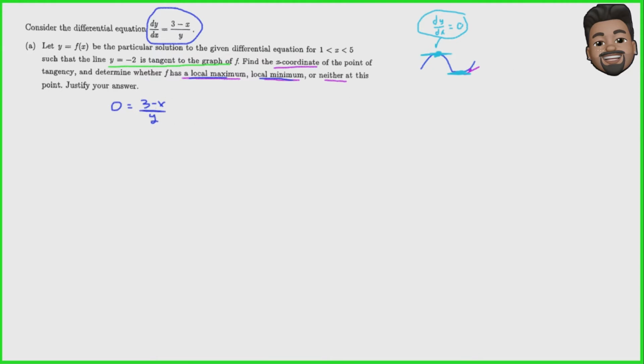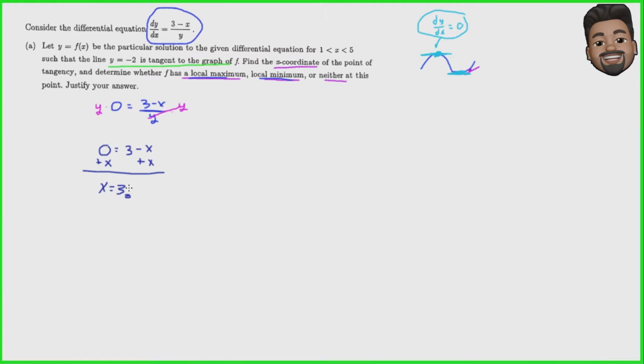Now we just need to solve this out. If I go to solve this, we're going to multiply y to both sides. The good news is 0 times y is 0, and these cancel. We're going to get 0 is equal to 3 minus x. Now I'm going to add the x to both sides. I think adding the x is a lot better than subtracting the 3, because then we'd have to multiply by negative. But anyways, we get x is equal to 3. Boom, so there it is. Now we've answered the first question. It says find the x-coordinate of the point of tangency. Well, we did that. The x-coordinate is x equals 3.